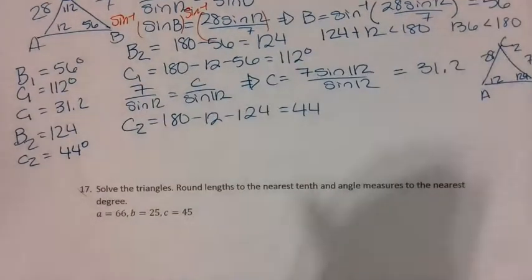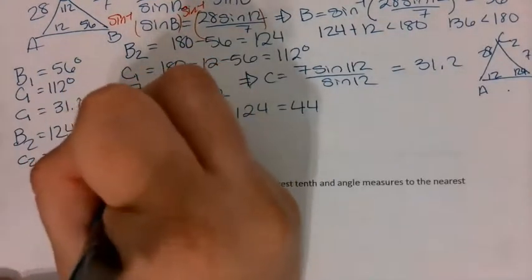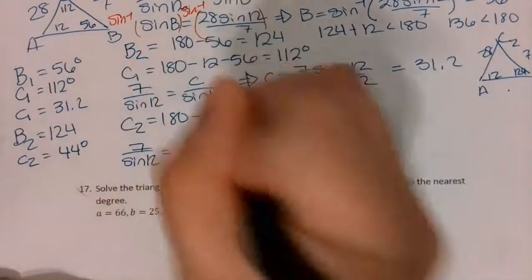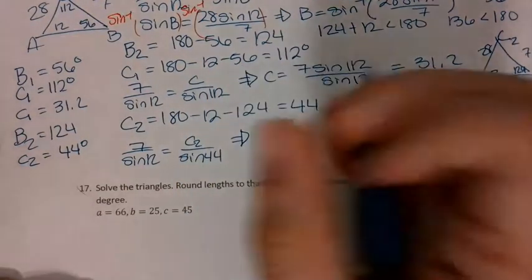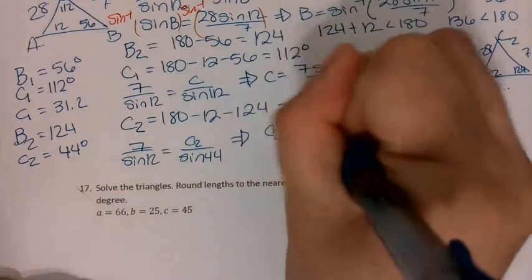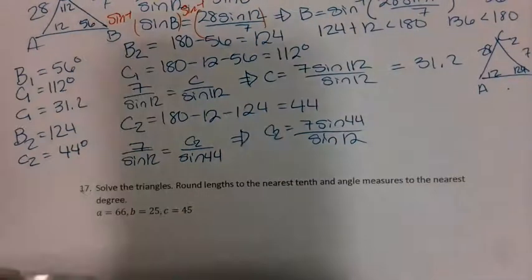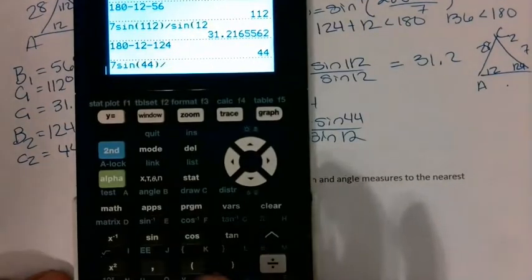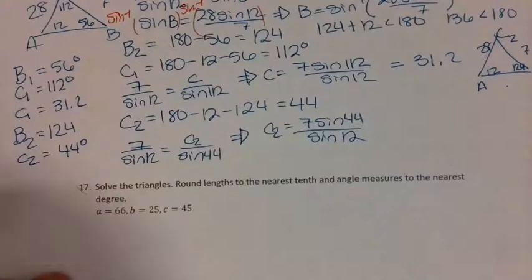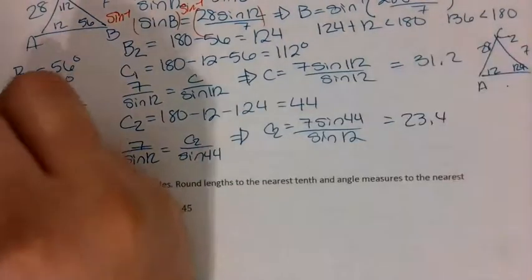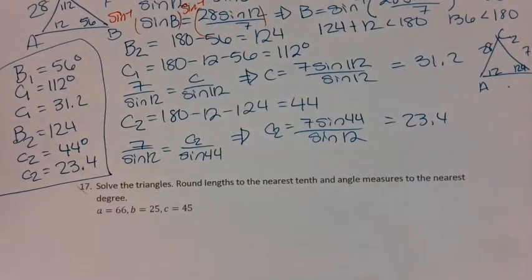And then I want to do law of sines to find the side length for C2 right here. So I have 7 over sine 12 equals C2 over sine of 44. I want to multiply both sides by sine of 44 to get that alone. So I have C2 equals 7 sine 44 over sine of 12. I want to type that into the calculator. And this gives me 23.4. So those are all my lengths.